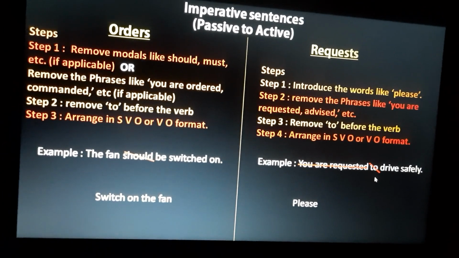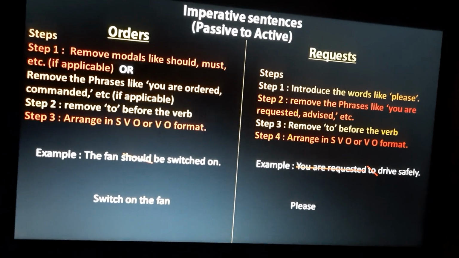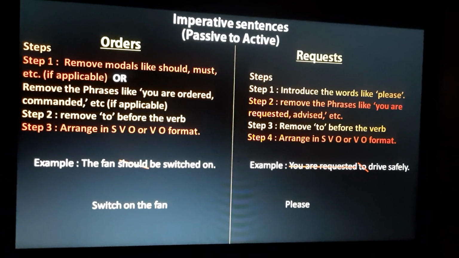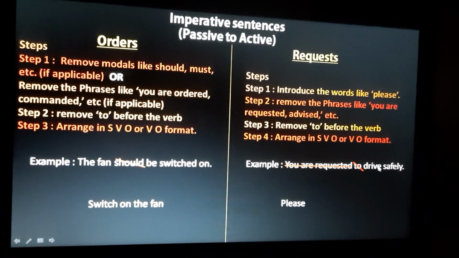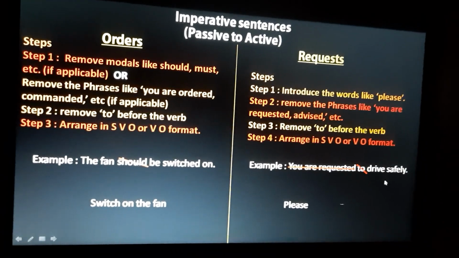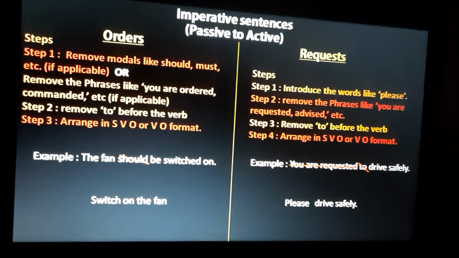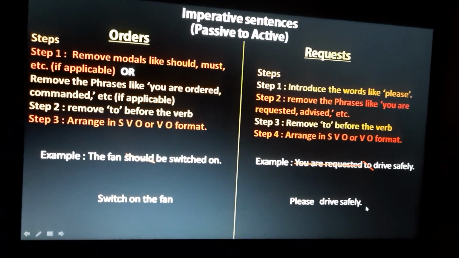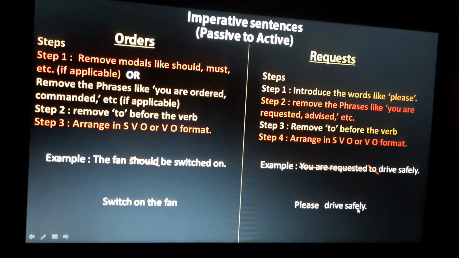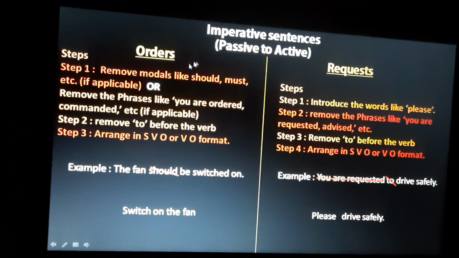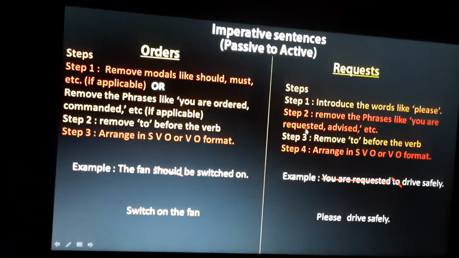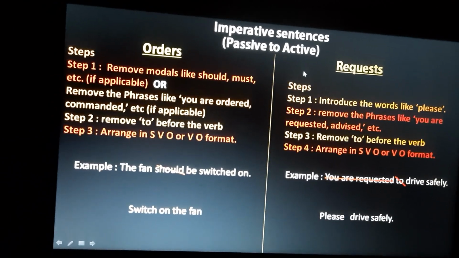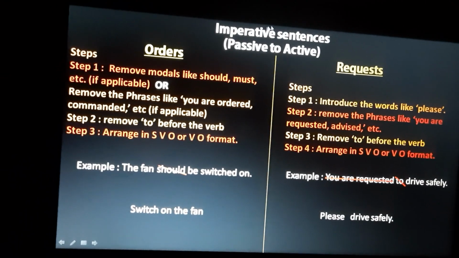The fourth step is to arrange it in SVO or VO format if there is no subject. So we just have two words left, drive safely. Drive is the verb, so we will write here as it is. So please drive safely is the active sentence. Remember to learn these steps, and the steps to convert passive to active is just the opposite of that of active to passive.